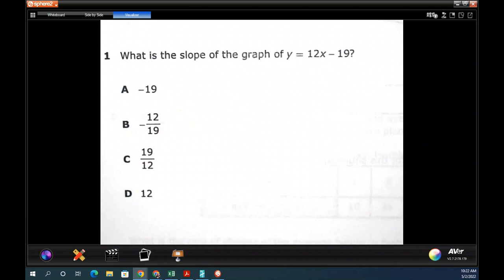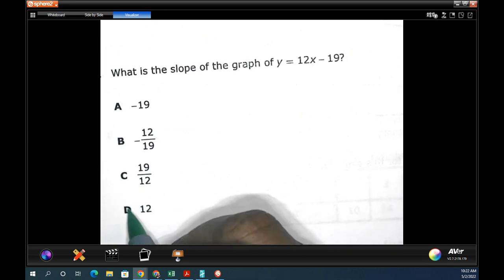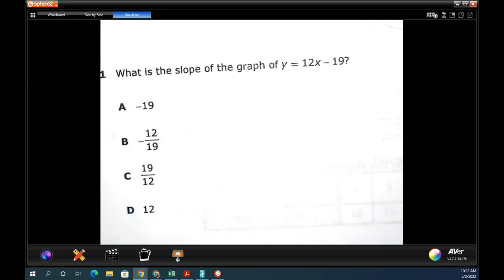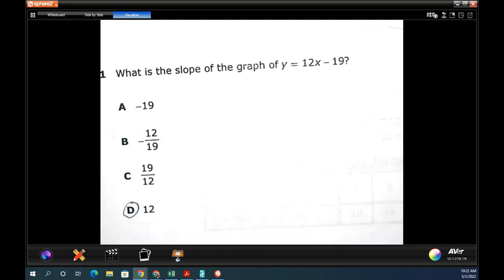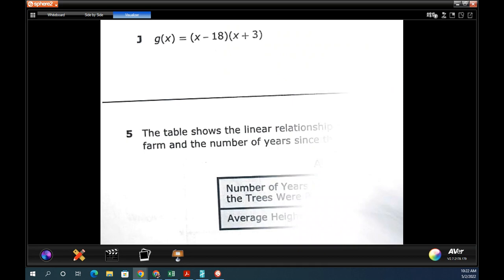All right. First question on the 2019 STAR test: what is the slope of the graph of y equals 12x minus 19? Very simple. And the answer is what to this? 12. So it would be D. No problem. Let's go to number 2.